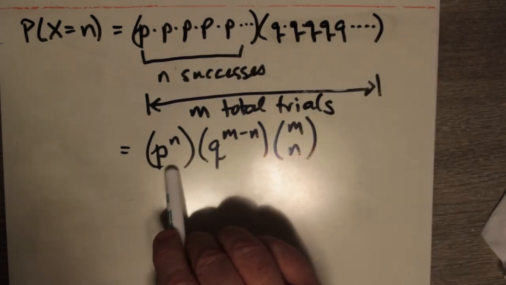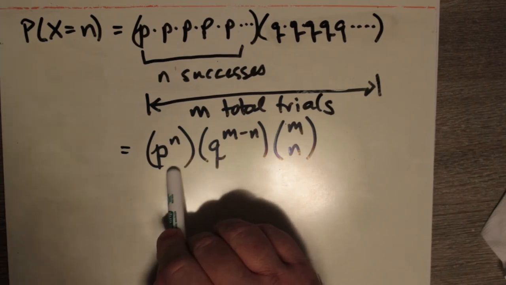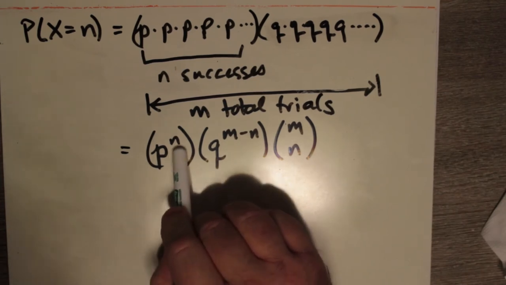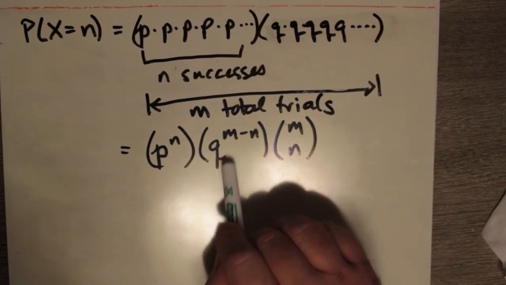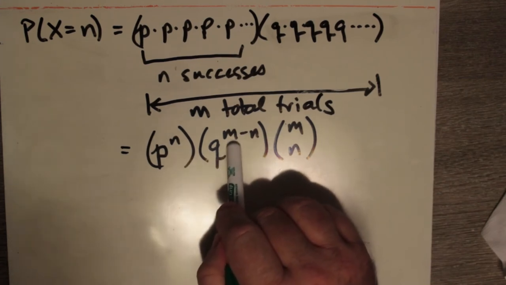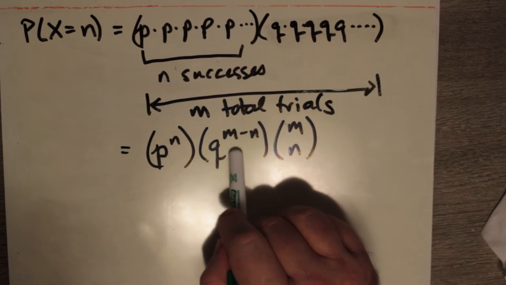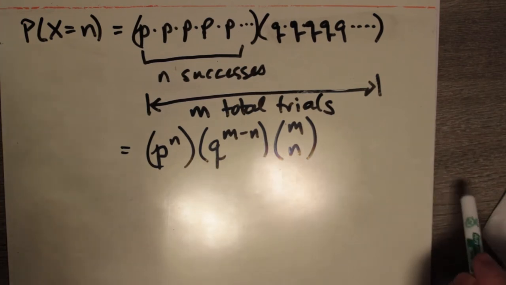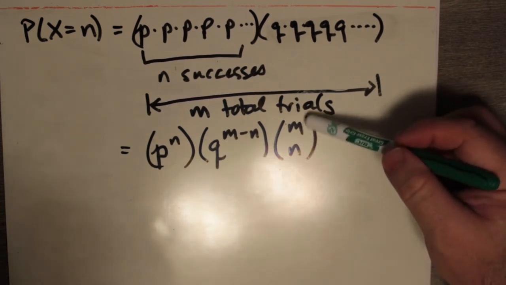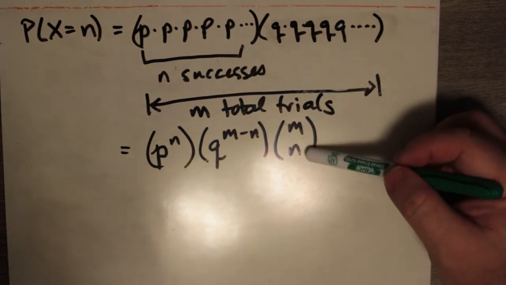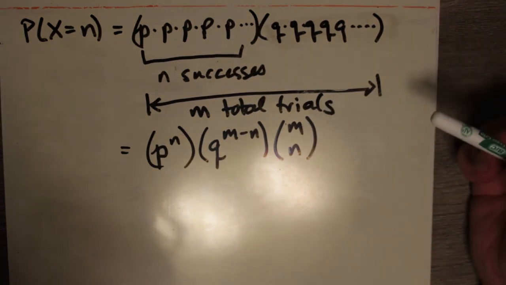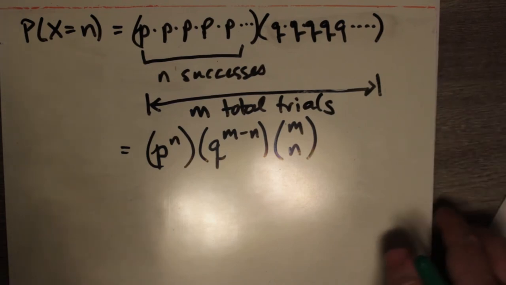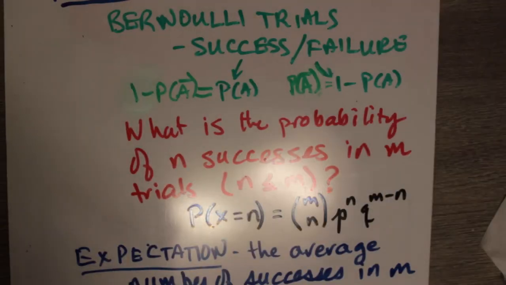So the general formula is the probability of success raised to the number of successes, multiplied by the probability of failure raised to the power of the number of failures, which is really just whatever remains, m minus n, multiplied by the ways in which you can get those successes, which is just m choose n. Because, of course, order doesn't matter the way we are seeking this problem.